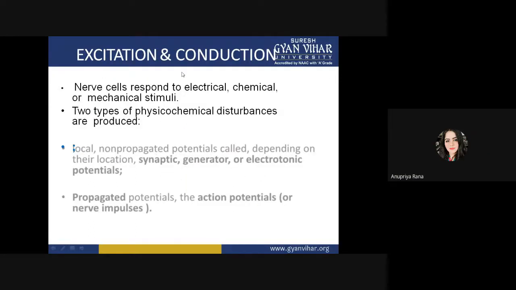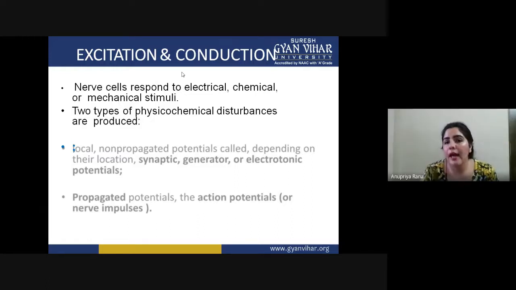Now, what happens when excitation and conduction take place inside a neuron cell? Basically, nerve cells respond to electrical, chemical, or mechanical stimuli. Any kind of stimulus has to be responded to by the nerve cell. It can be an electrical stimulus, a chemical one, or a mechanical stimulus. All these kinds of stimuli can pick up the reflex action inside the human body.